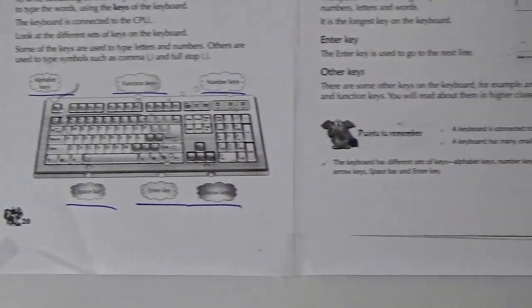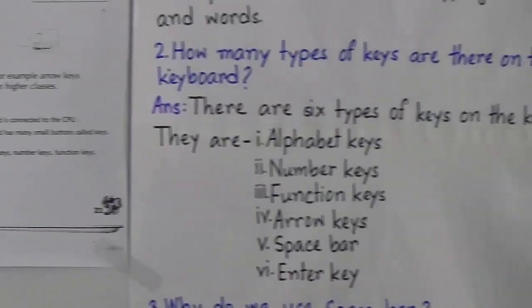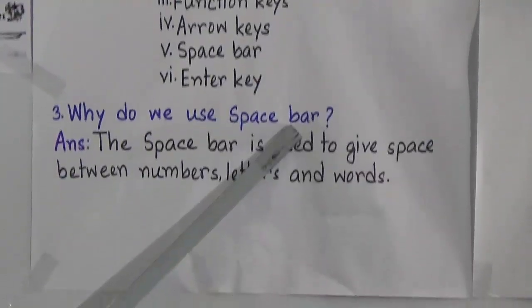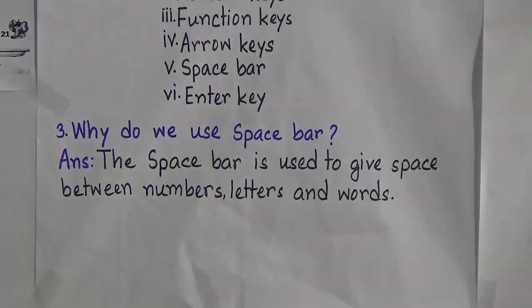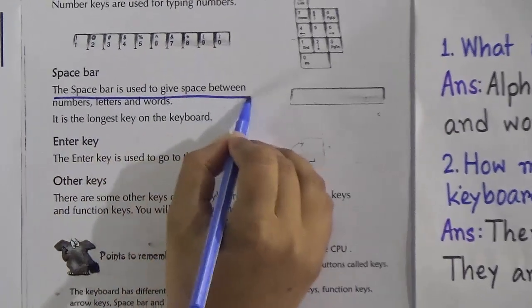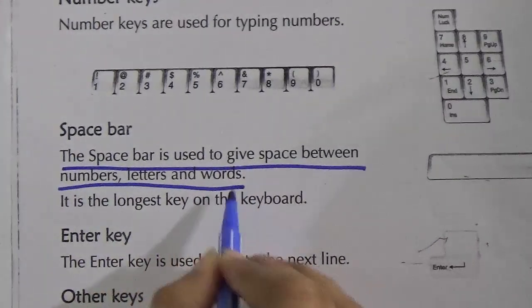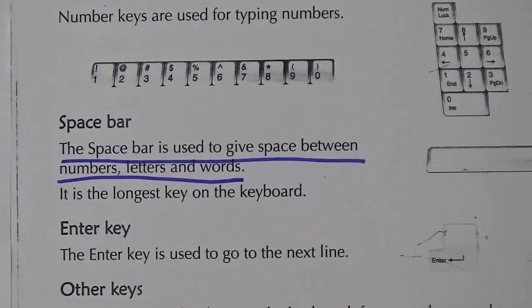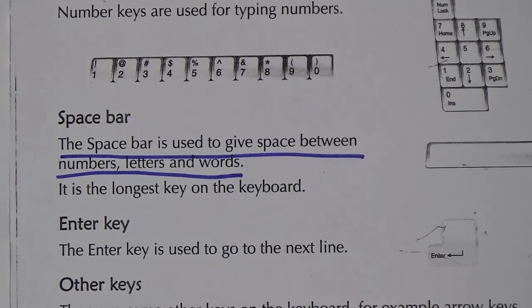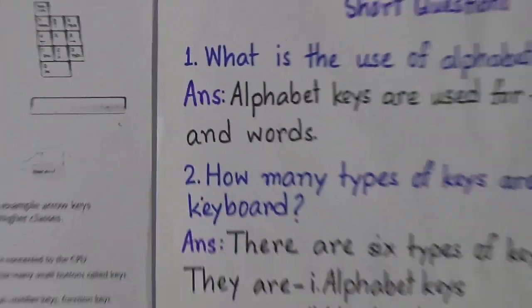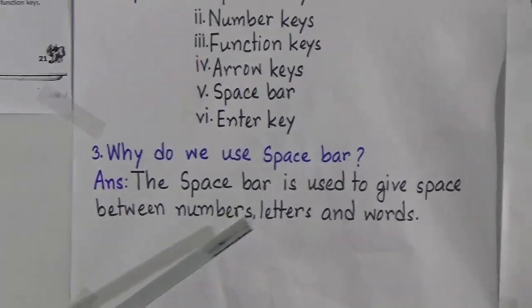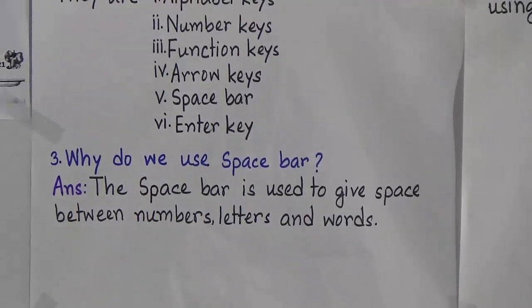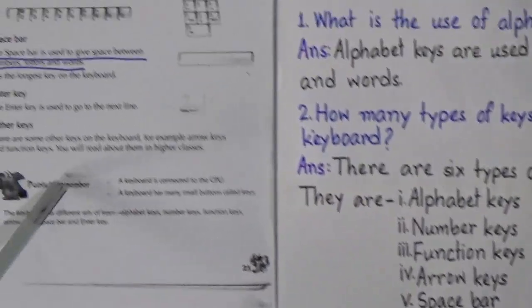Now look, number 3. Why do we use a space bar? It is also given in your book. Now look here in the space bar. The space bar is used to give a space between numbers, letters and words. So our answer is the space bar is used to give space between numbers, letters and words. You can get your answer from your book. You will make your answer from the book.